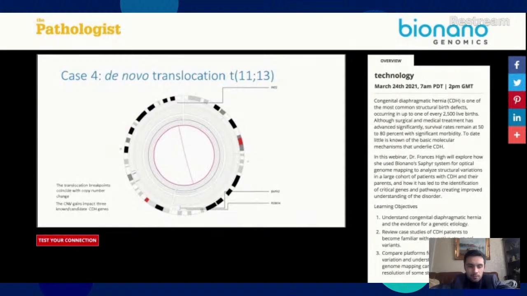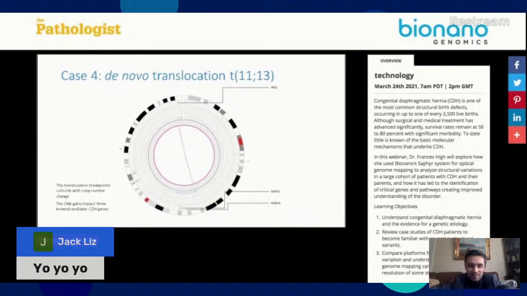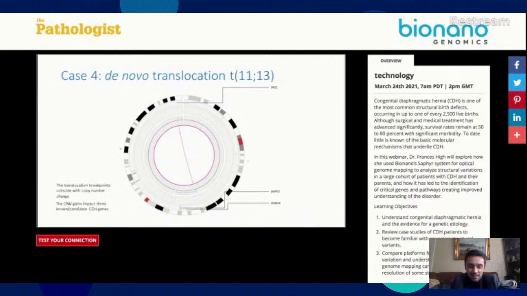This is case number 4. This was a case from our new cohort that shows an interesting de novo translocation between chromosome 11 and 13. This is a circos plot, as Sven said, one way in which we can visualize the variants using the Bionano software. And what you can see, this pink line going from one side to the other, shows the translocation between chromosome 11 and chromosome 13.